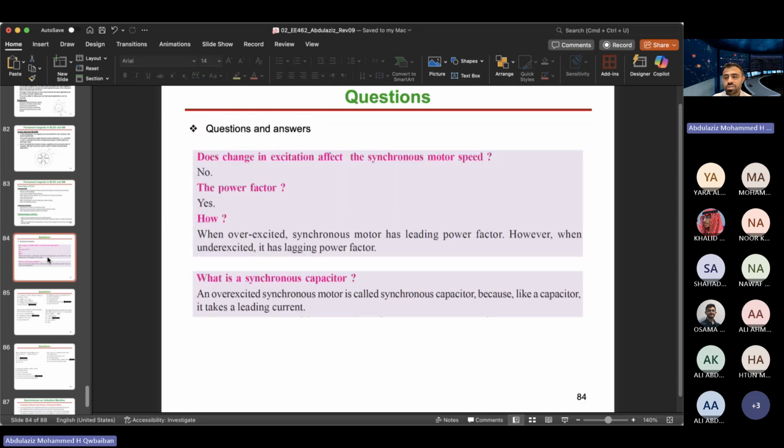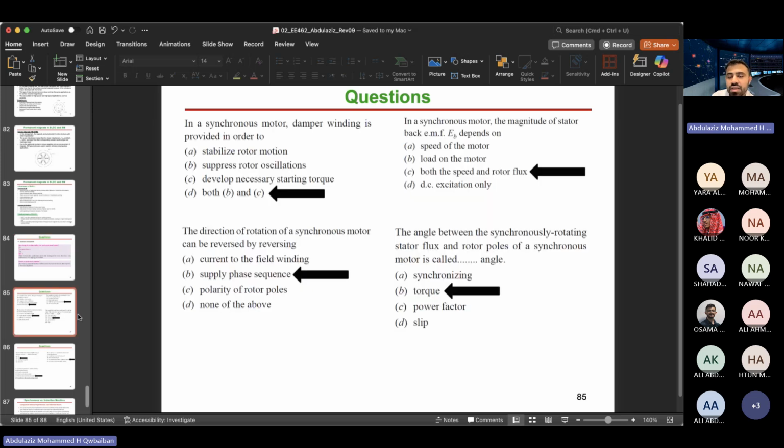Here are some review questions. These questions, I might bring them in the test. So does a change in excitation affect synchronous motor speed? Nope. Irrelevant. How about the power factor? Yes. Through excitation. It can be overexcited, underexcited, etc. What is a synchronous capacitor or condenser? This is an overexcited synchronous motor. These are MCQ questions. Feel free to review them. Maybe they will come on quiz 3.